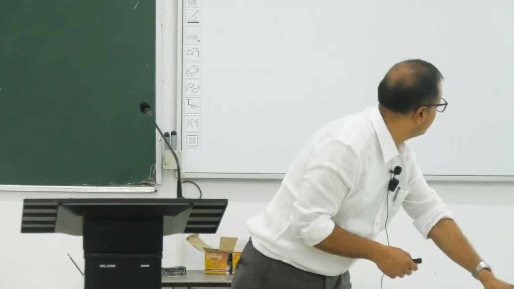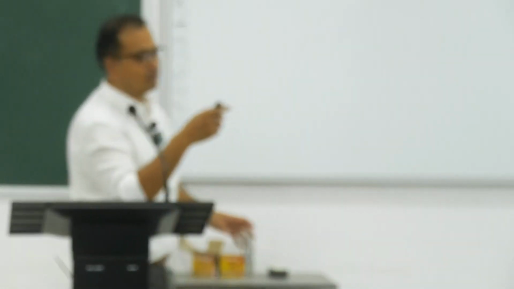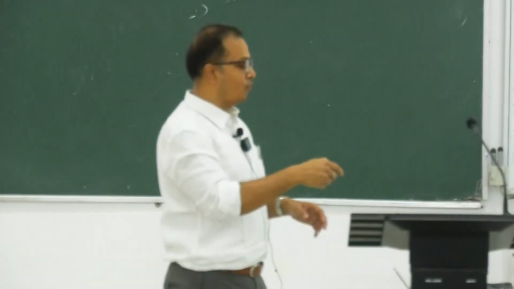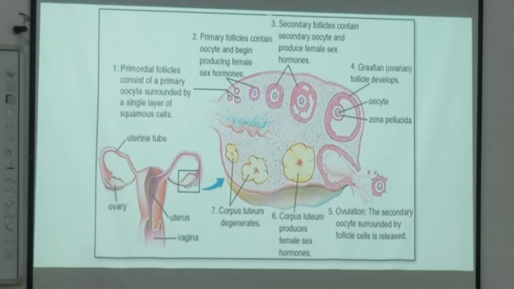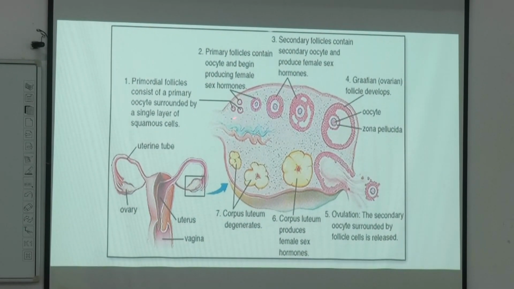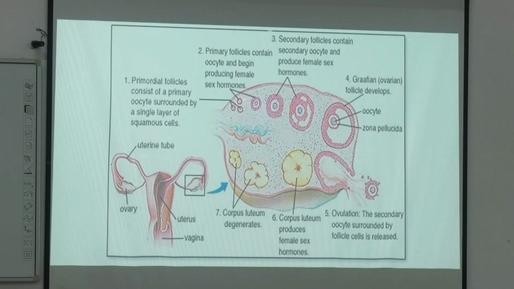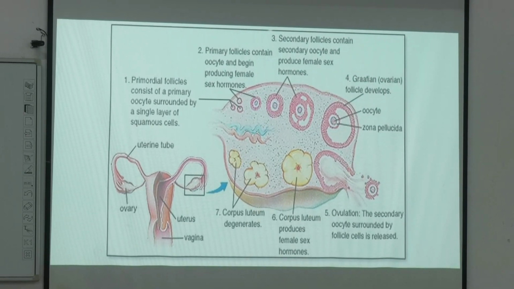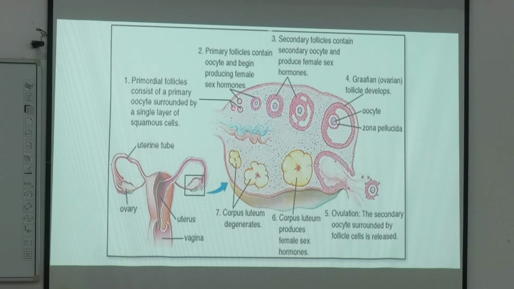If you project it with pictures, it makes it clear. This is the ovum you're seeing here cut through, and these are the follicles, the primordial cells. Surrounding the ovum, we have cells that we call follicular cells. With time progression, the follicular cells and the ovum grow. This phase we call the follicular phase.